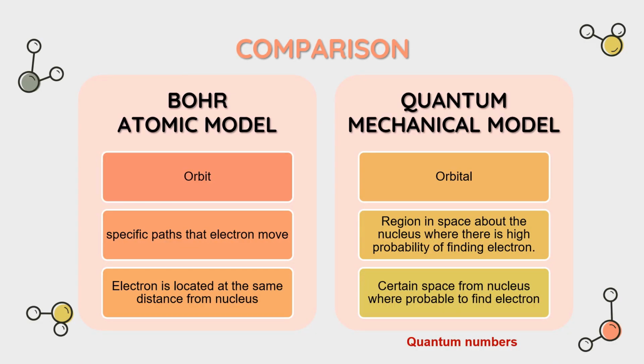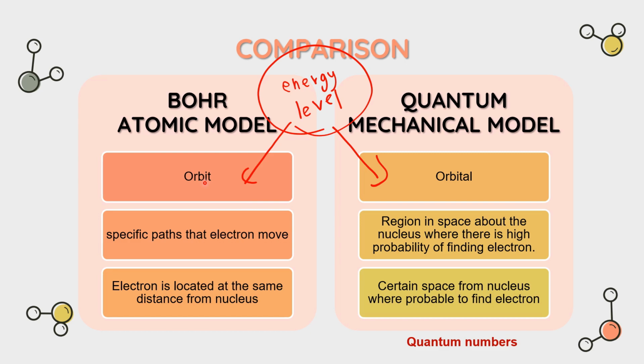Here are the comparison between Bohr atomic model and quantum mechanical model. Orbit is the term we use in Bohr atomic model, and orbital is the term in quantum mechanical model. But these two terms is actually referring to the same concept, that is energy level. So both orbit and orbital, they are actually referring to energy level.